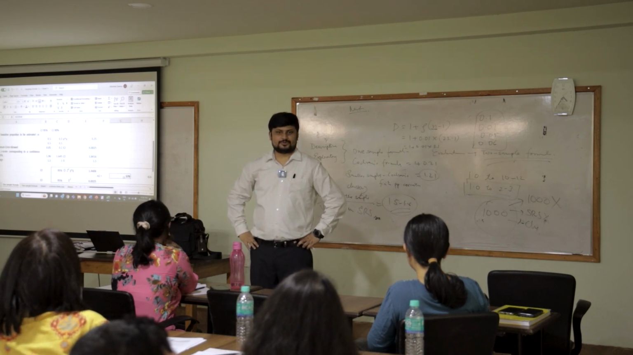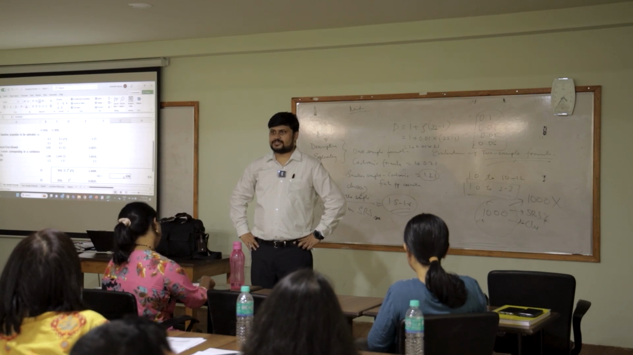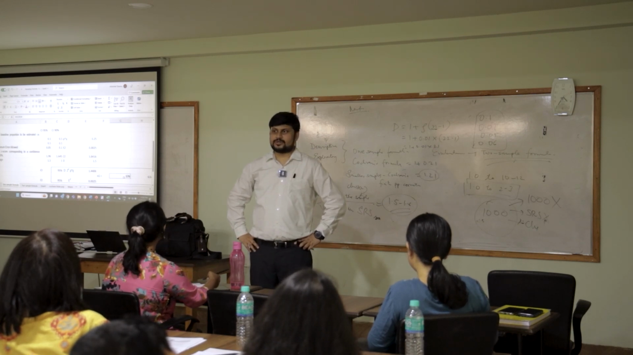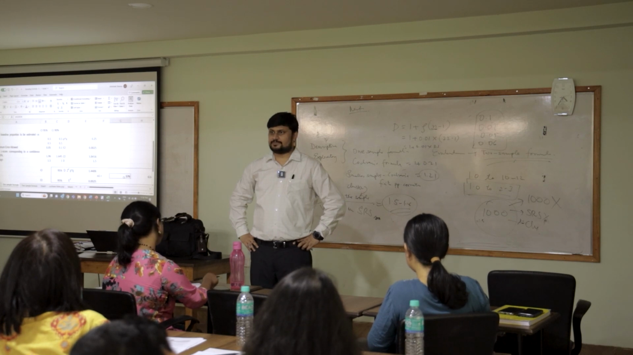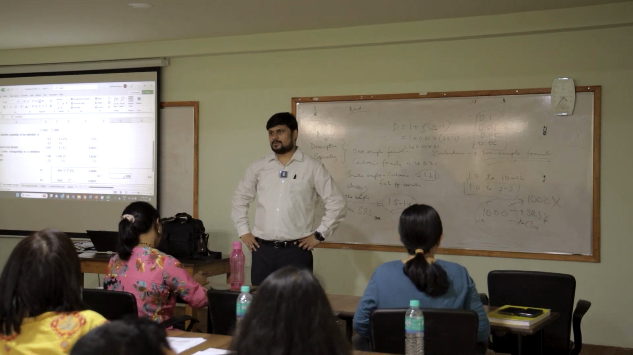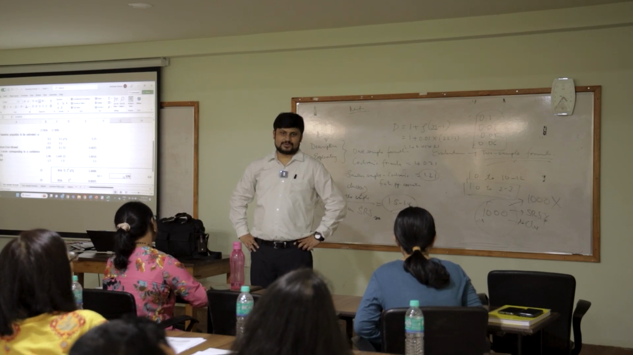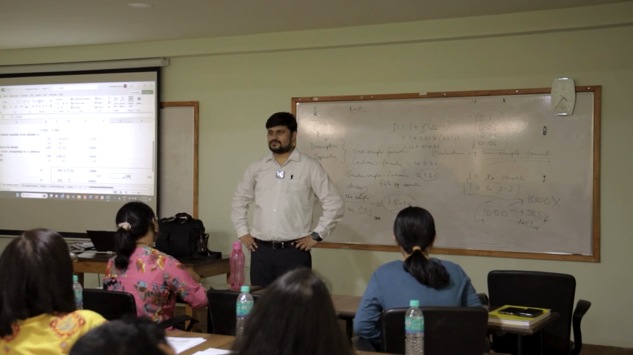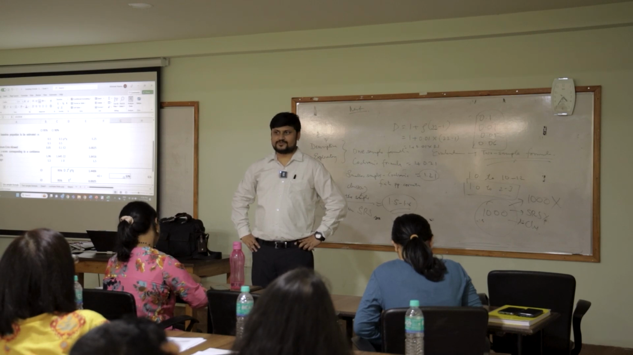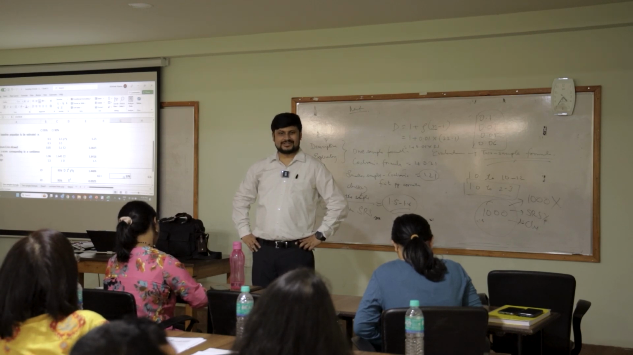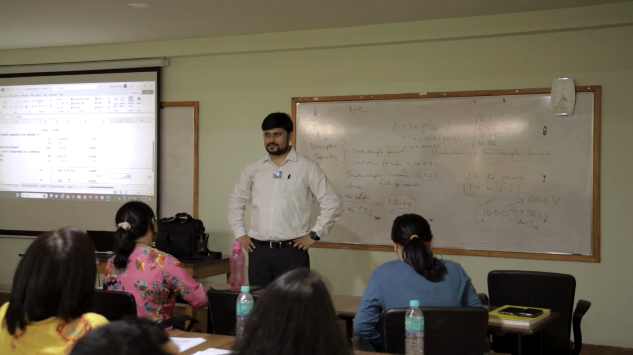Could be north, south, east, west, central, northeast, right? 6 zones. Then what I'll do is look into the number of states that come into each of them. I'll select one state from each of them, which means 6 states. 6 states, and I'm looking at 5 districts from each of these, right? 6 times 5, 30 districts. 30 districts, let's say 4 or 5 blocks from each of them.